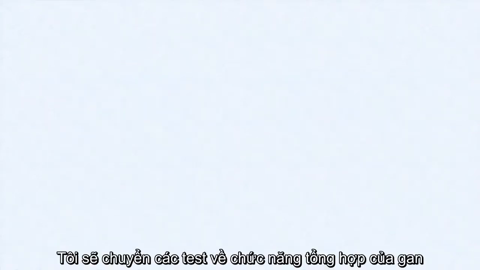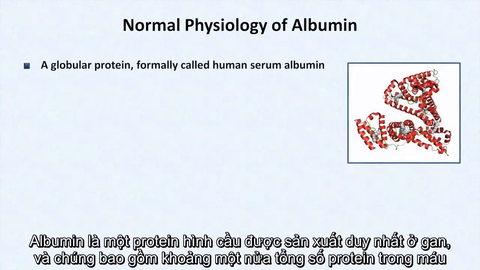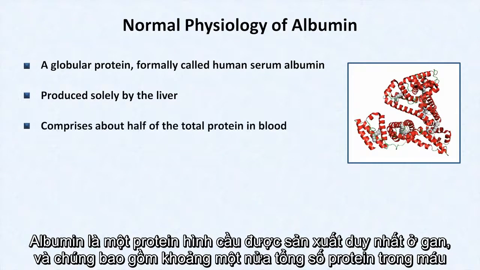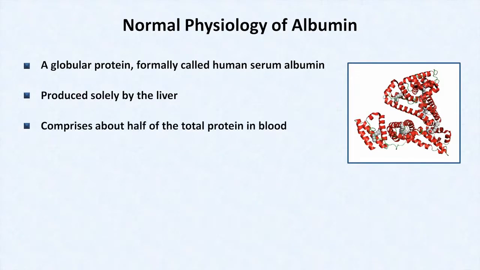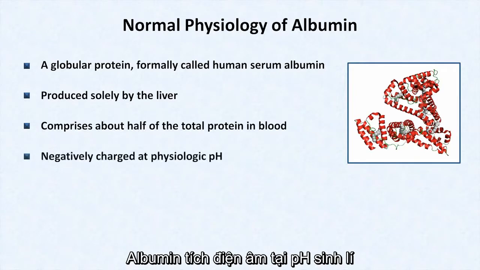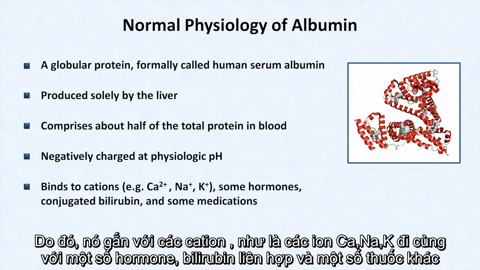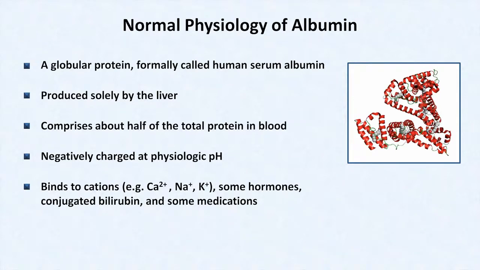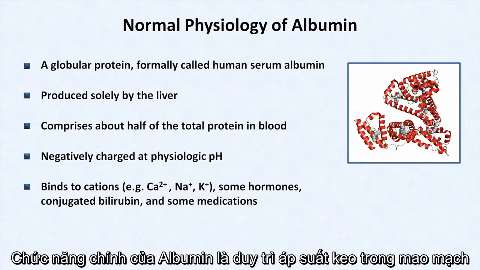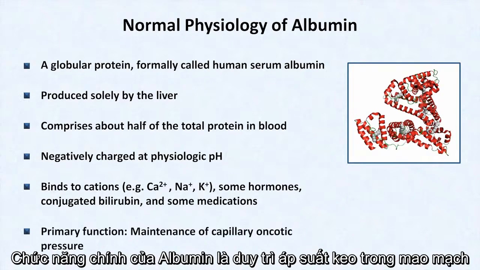I'll now move on to tests of synthetic function. Albumin is a globular protein produced solely by the liver and comprises about half of the total protein in the blood. Albumin is negatively charged at physiologic pH, and therefore it binds to cations such as calcium, sodium, and potassium, along with some hormones, conjugated bilirubin, and some medications. The primary function of albumin: to maintain capillary oncotic pressure.